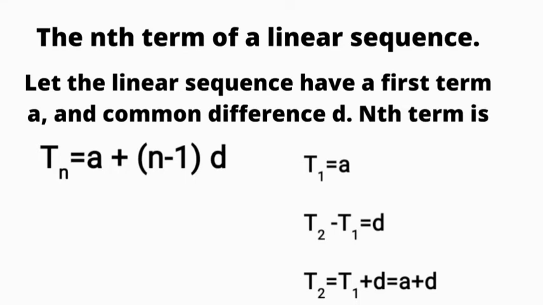The nth term of a linear sequence. Let the linear sequence have a first term A, common difference D, and the nth term is T subscript n is equal to A plus n minus 1 D. When n is equal to 1, T1 is equal to A, common difference T2 minus T1 is equal to D, T2 is equal to T1 plus D, and that gives us A plus D.